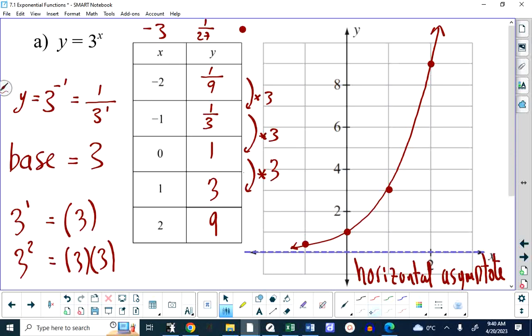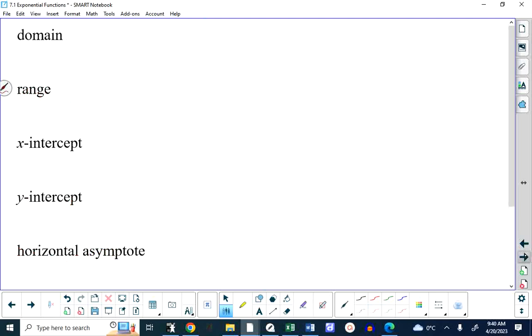What were we asked to do here? We were asked to determine the domain. Well, look at your graph or look at the equation of the function.